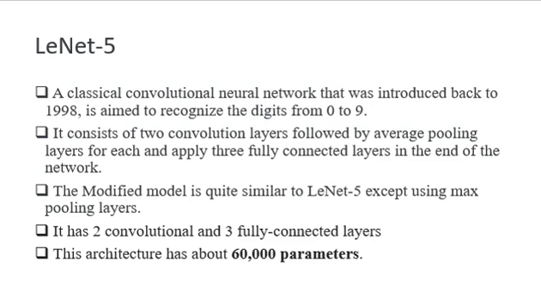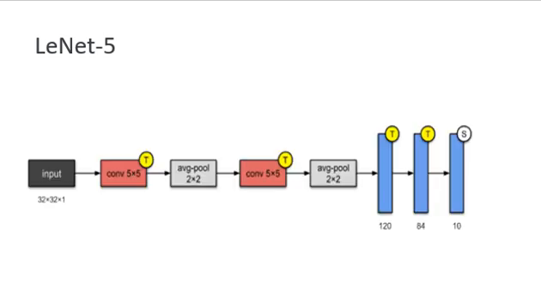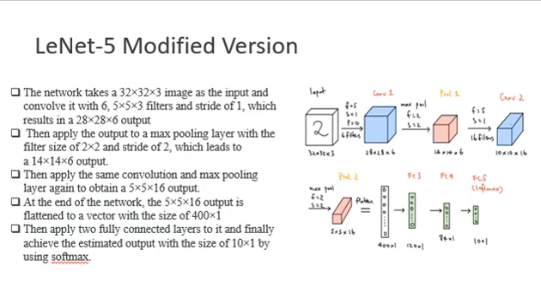The architecture has become the standard template: taking convolution with an activation function and pooling layers, and ending the network with one or more fully connected layers. As shown above, for the LeNet-5 modified model, the network takes a 32x32x3 image as an input and convolves it with 6 5x5x3 filters and a stride of 1, which results in a 28x28x6 output. Then it applies a max pooling layer with a filter of 2x2 and a stride of 2, which leads to a 14x14x6 output. Then apply the same convolution and max pooling layer again to obtain a 5x5x16 output.